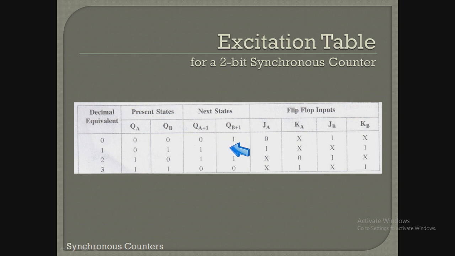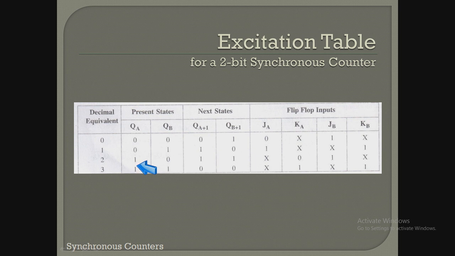And afterward, when the flip-flop is in 01 state, the next state to be achieved is 10. So QA should switch from 0 to 1 and QB should switch from 1 to 0. And similarly, in the next clock pulse, 10 state should switch to 11 state.